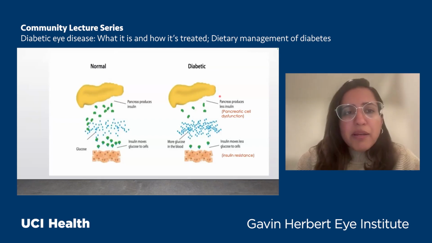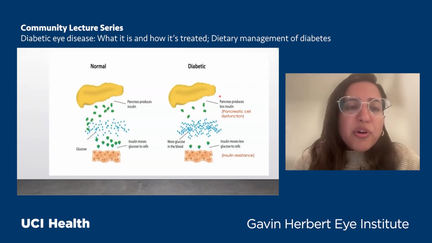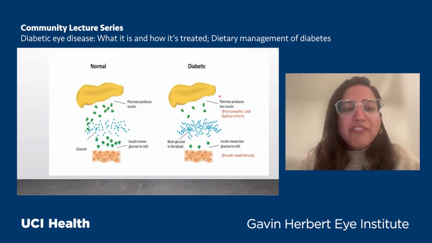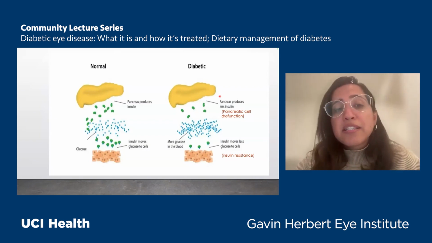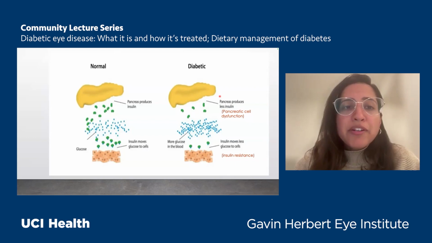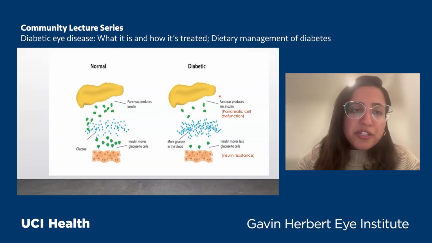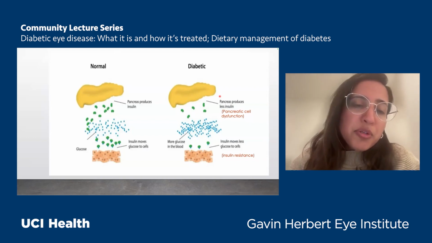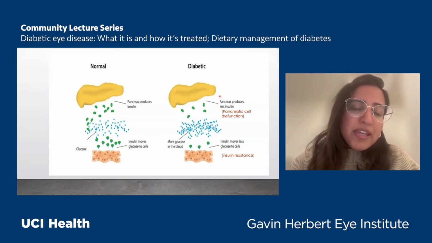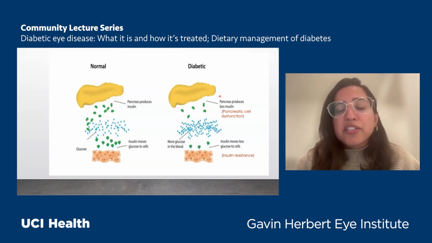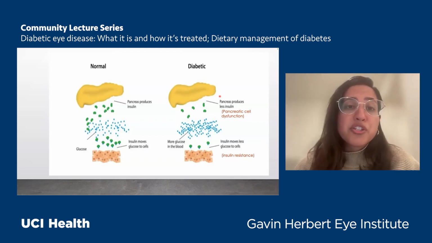So, in this diagram, if you look towards the left, that yellow organ is the pancreas. After you eat, glucose, which are the blue dots, gets released into the bloodstream, and your pancreas responds by producing insulin. The insulin is going to push or move glucose into the cells. This is how things are functioning in a person who doesn't have any glucose regulation issues.